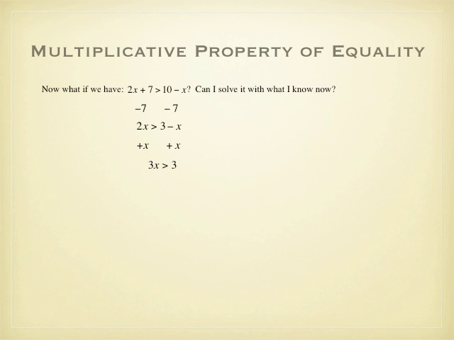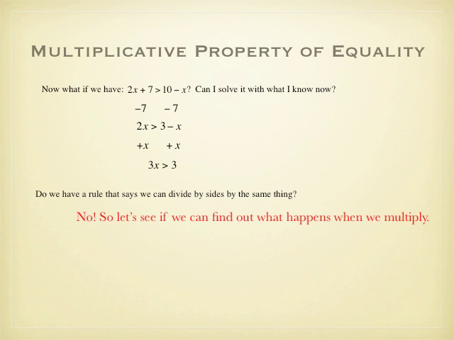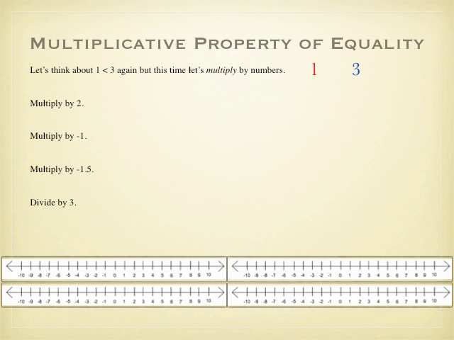Now you're probably wanting to divide both sides by 3, but we don't have a rule that tells us that we can yet. Can we divide both sides by the same thing? Well, not yet. We can, but we have to be careful. So let's go back and just see what rule we have for multiplying. We're going to start with 1 and 3 again, but this time we're going to multiply by numbers instead of adding numbers. So we know 1 is less than 3.